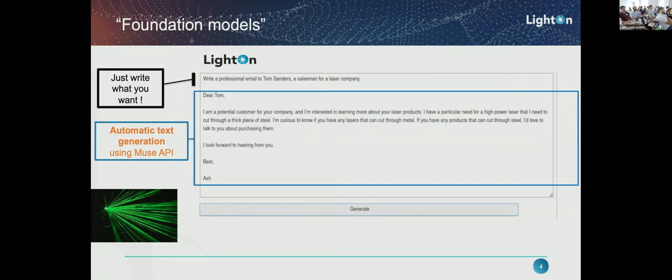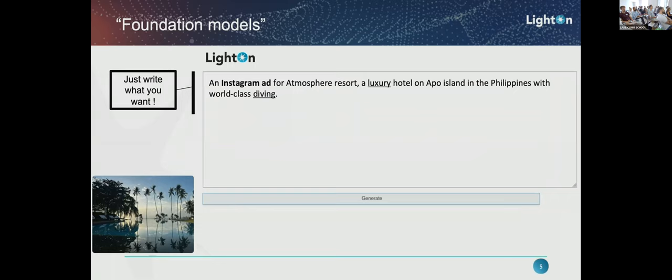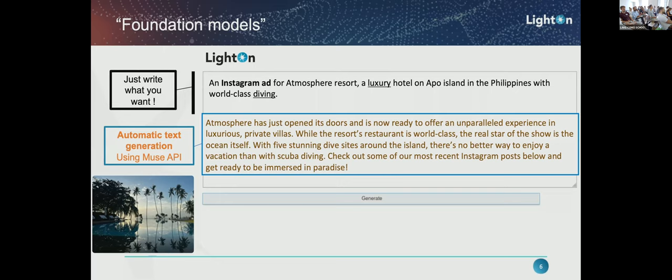Same model, you can do different things. You say, I want an Instagram ad for this resort in the Philippines. I'm the owner of the hotel, the manager of the hotel, and please insist on the luxury of the diving, because the diving is stunning in this Philippine place. So you click on generate, and bing, it makes an Instagram ad, like everything you would typically see on Instagram. And you can see that it has understood that you want this luxurious type of thing: luxurious private villa and the diving and so on. So it understands what we say.